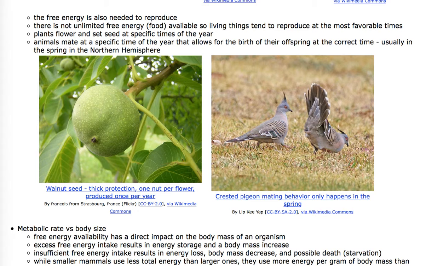And same thing for walnuts. The walnuts fall late in the year so that over winter, they'll get cold. And then in the following spring, they can begin growth and generate a new walnut tree.